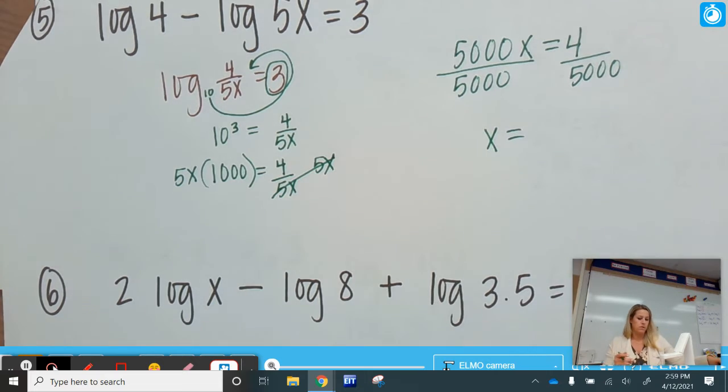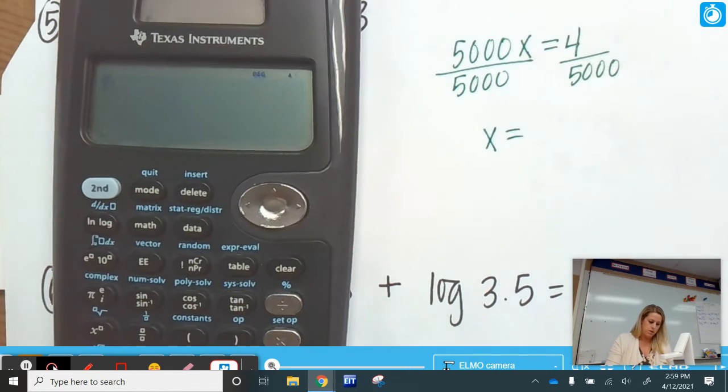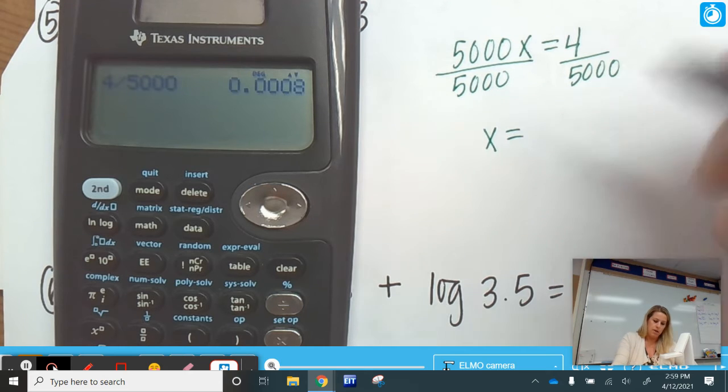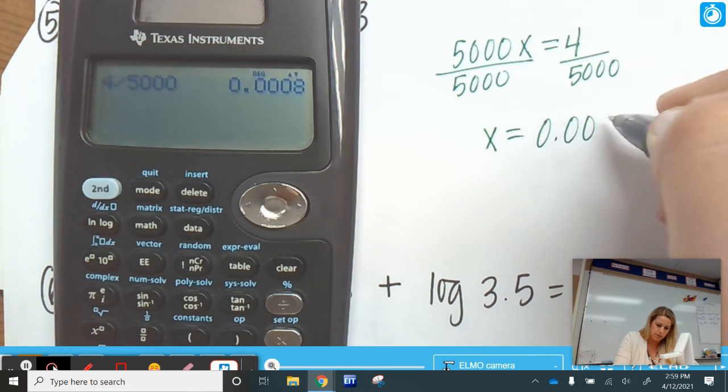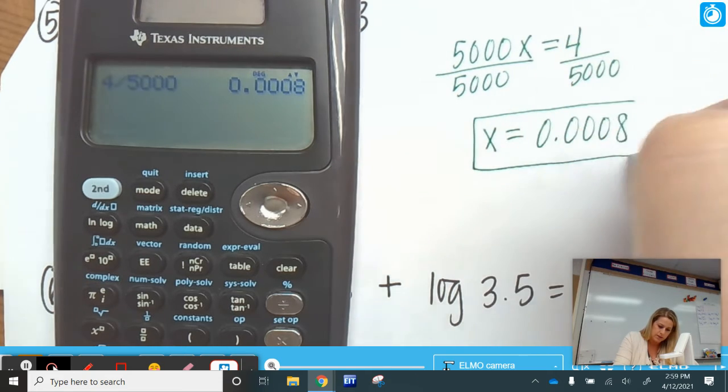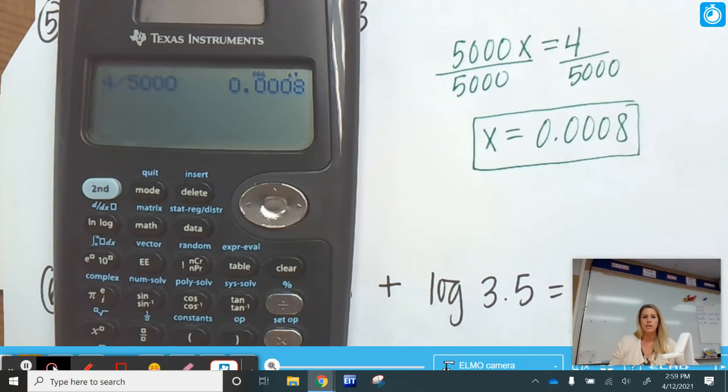So when I do 4 divided by 5, 1, 2, 3, I'm going to get 0.0008. Okay.